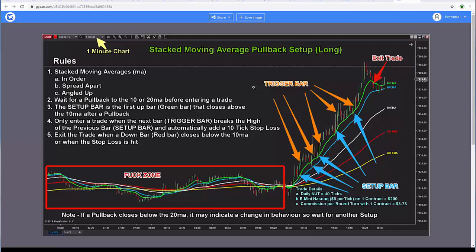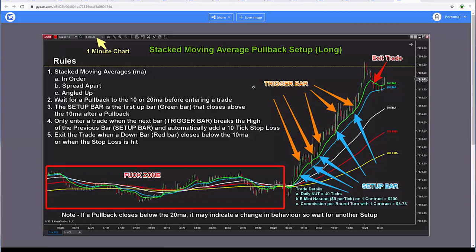As you can see at the top of the chart, it's the first close, which is a red down bar below the 10. That's where you exit. You also exit the trade if your stop loss of 10 ticks is hit. Now, what do I mean by ticks? A tick is the smallest increment of movement on the chart. And what we're doing here with the trade details is making sure that the daily nut is 40 ticks in profit.